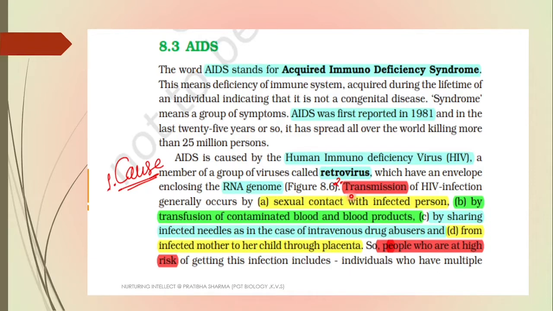Coming to the mode of transmission. HIV virus is found in the blood and blood products as well as in the genital secretion. So, transmission may be through sexual contact with an HIV infected person, or by transfusion of contaminated blood and blood products, by sharing infected needles as in the case of intravenous drug abusers, or from infected mother to her child through placenta.